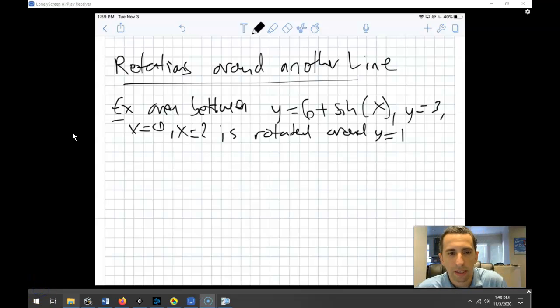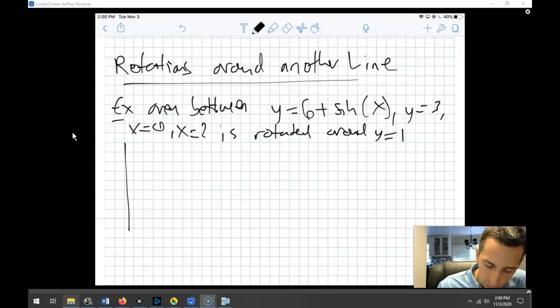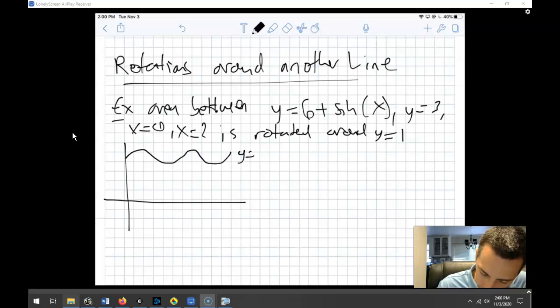Let's get a look at this example. Say we have the area between y equals 6 plus sine x, y equals 3, x equals 0, and x equals 2. You're going to rotate this around the line y equals 1. Here's what your graph looks like. 6 plus sine of x looks like a sine graph that went up 6. So that's y equals 6 plus sine of x.